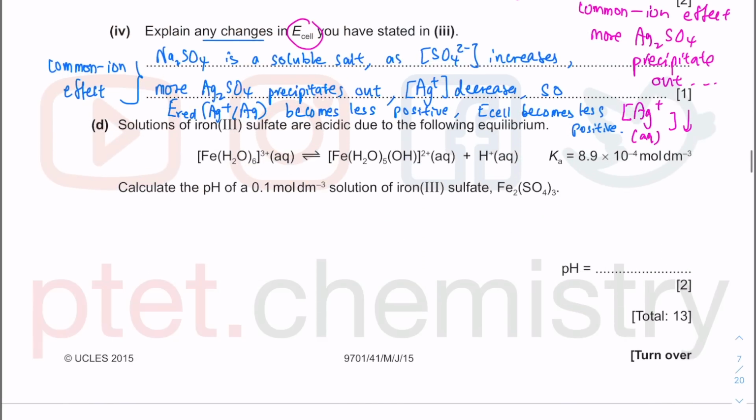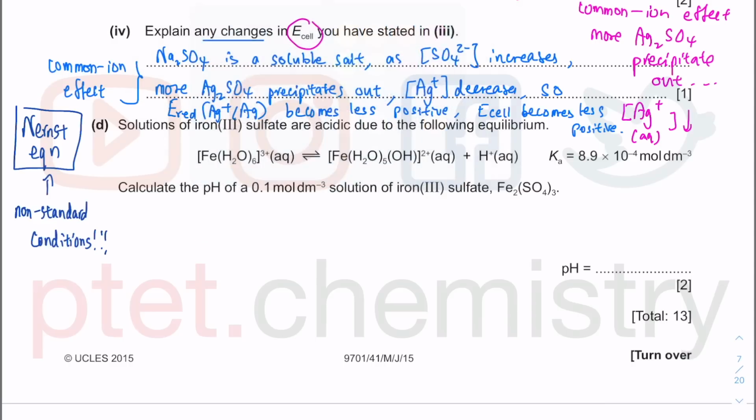Okay, the new syllabus, however, will probably ask you in terms of the Nernst equation. So be aware that there is something called the Nernst equation, which is to do with calculation of the electrode potential, of the cell potential, when you are no longer under standard conditions. So non-standard conditions, what is going to be your E cell, your cell potential there? That is part of the new syllabus from 2016 onwards.